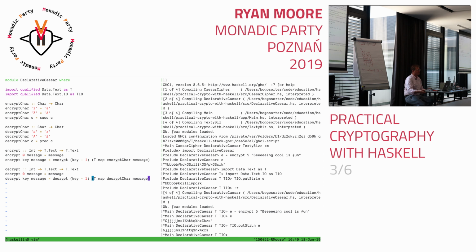There are some for loops in Haskell, but we can express the idea of a for loop with Haskell recursively, right? So what if we said 0 to key length minus 1? So now we've got a list that, if the key's 5, goes from 0 to 4.